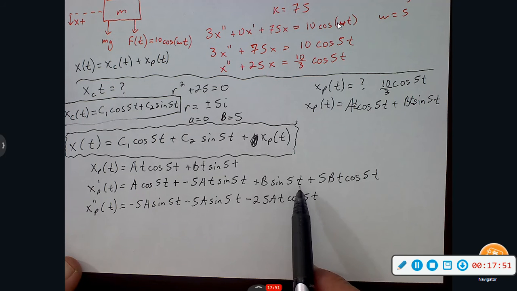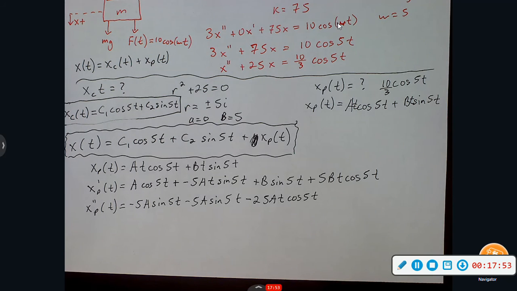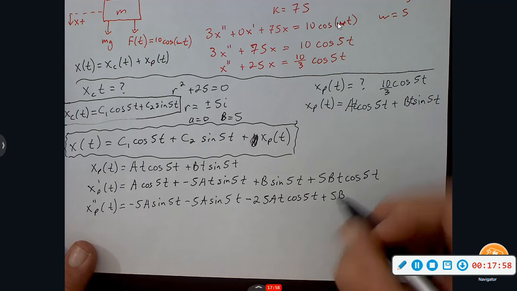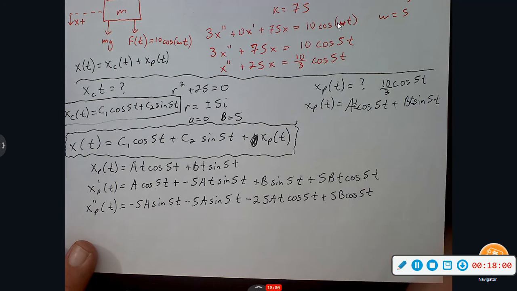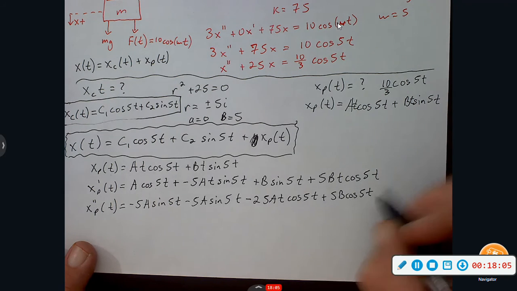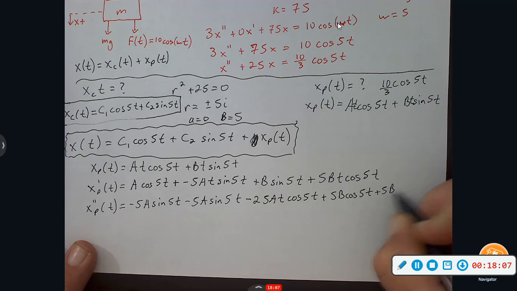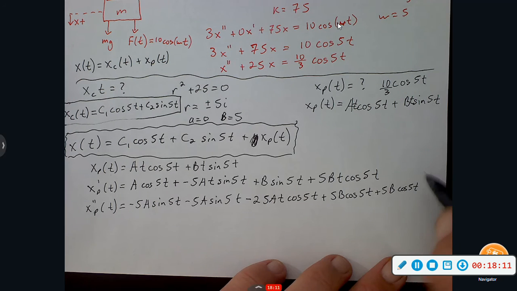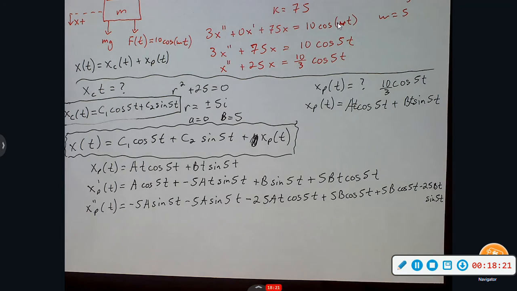B sine 5t. Sine turns to cosine. 5 comes out. Last one, again, another product rule. T first. Ooh, I'm running out of room. Negative 25 bt sine 5t. Okay, we're getting there.